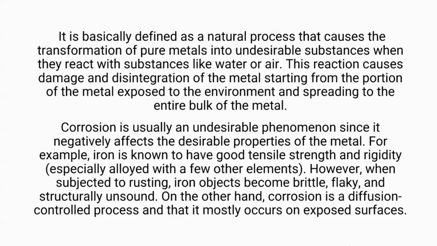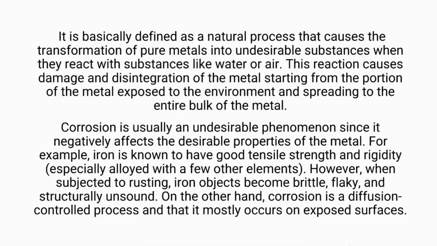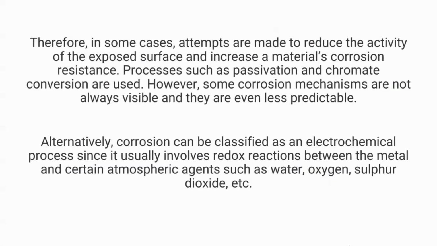For example, iron is known to have good tensile strength and rigidity, especially when alloyed with a few other elements. However, when subjected to rusting, iron objects become brittle, flaky, and structurally unsound. On the other hand, corrosion is a diffusion-controlled process, and it mostly occurs on exposed surfaces. Therefore, in some cases, attempts are made to reduce the activity of the exposed surface and increase a material's corrosion resistance, through processes such as passivation and chromate conversion.